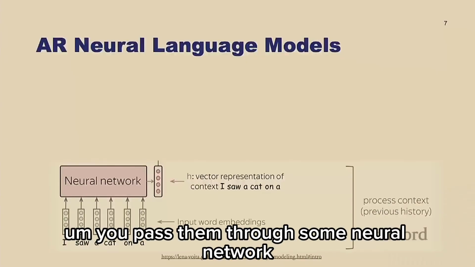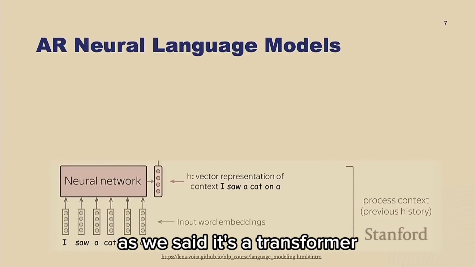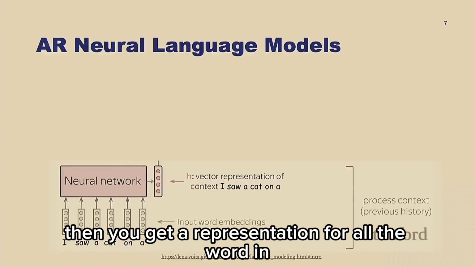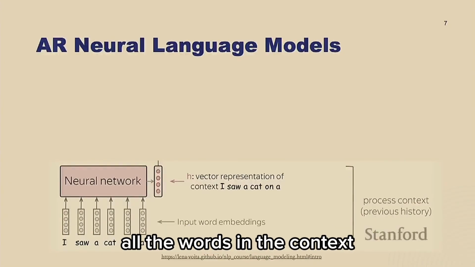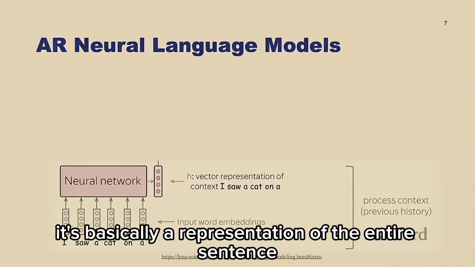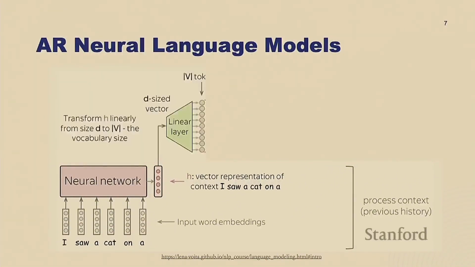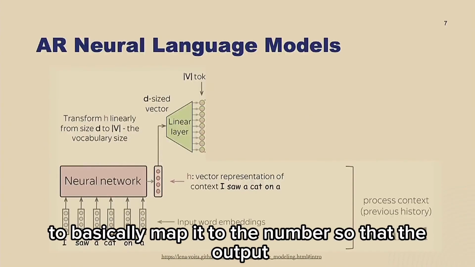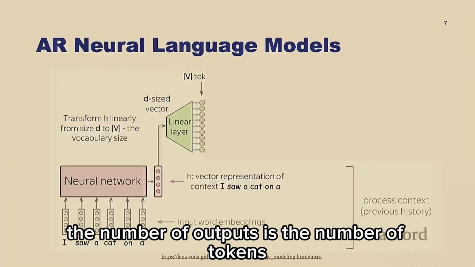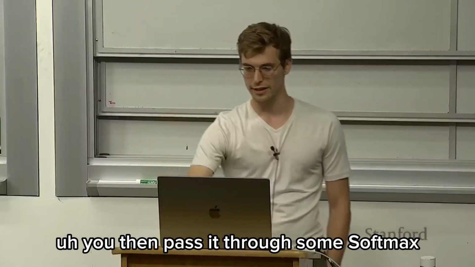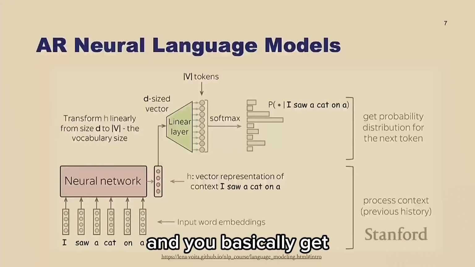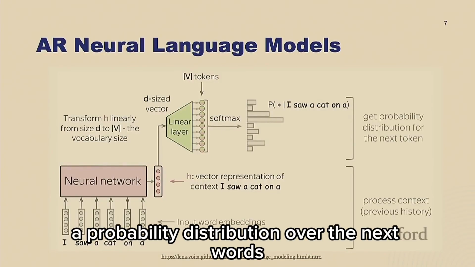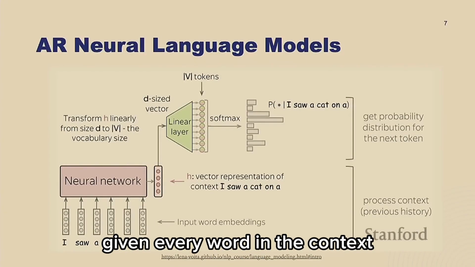You pass them through some neural network. As we said, it's a transformer. Then you get a representation for all the words in the context, so it's basically a representation of the entire sentence. You pass it through a linear layer, as you just said, to map it so that the number of outputs is the number of tokens. You then pass it through some softmax, and you get a probability distribution over the next words given every word in the context.